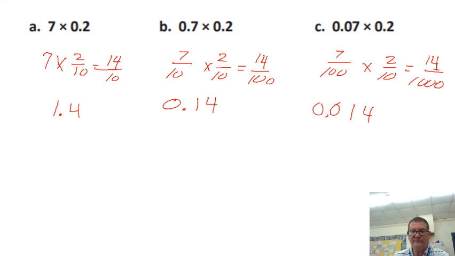0.014. Okay, so you need to be able to see the model, which I showed you at the beginning, but I really think the best strategy is to go ahead and convert the decimals over to fractions, and then you multiply it out. And then you know how to convert a fraction back to decimal form.